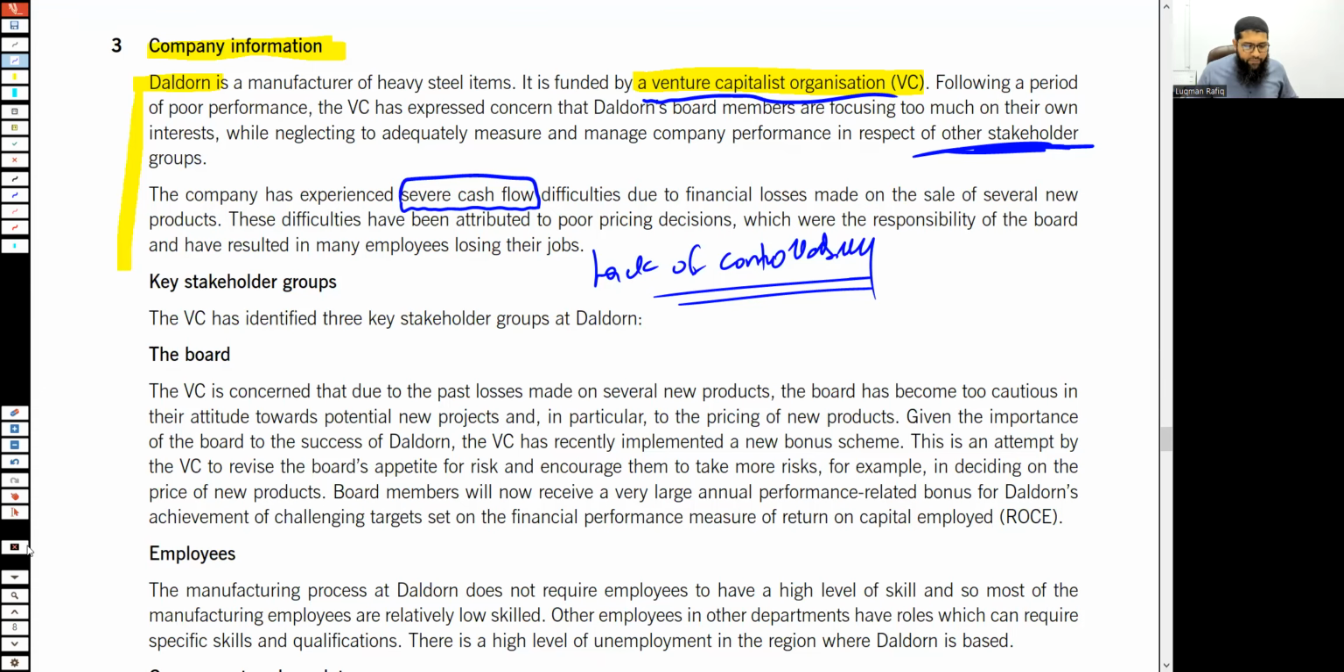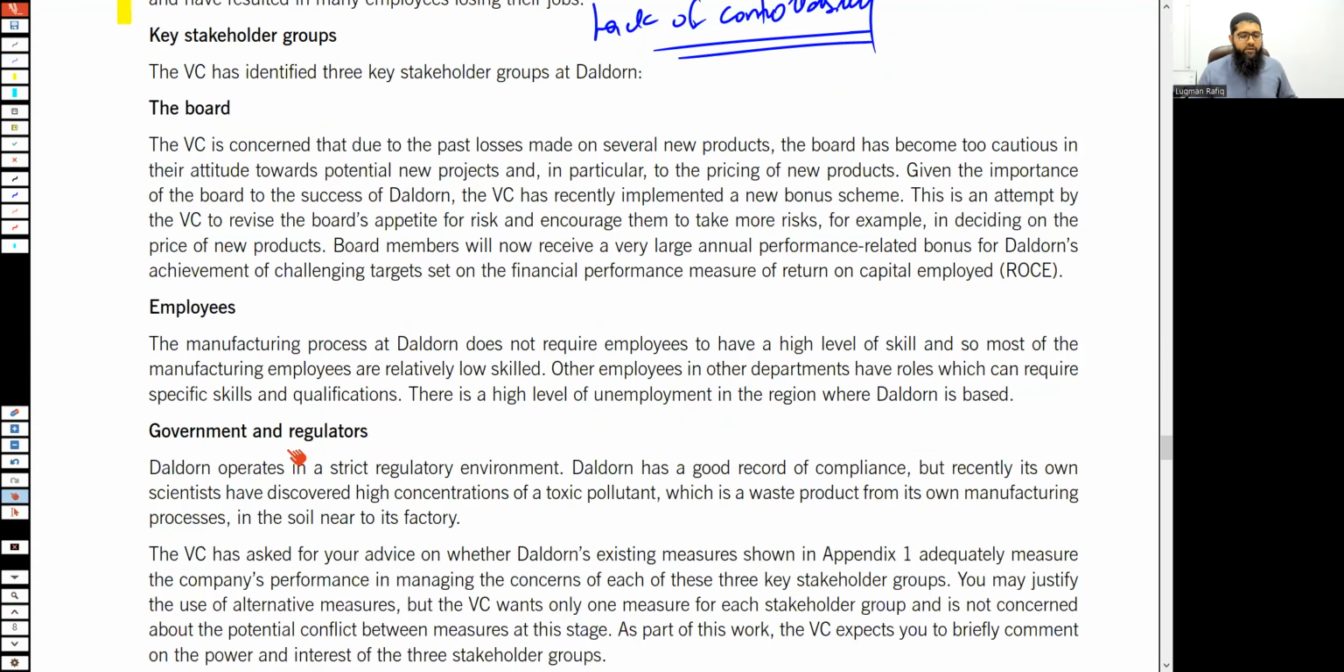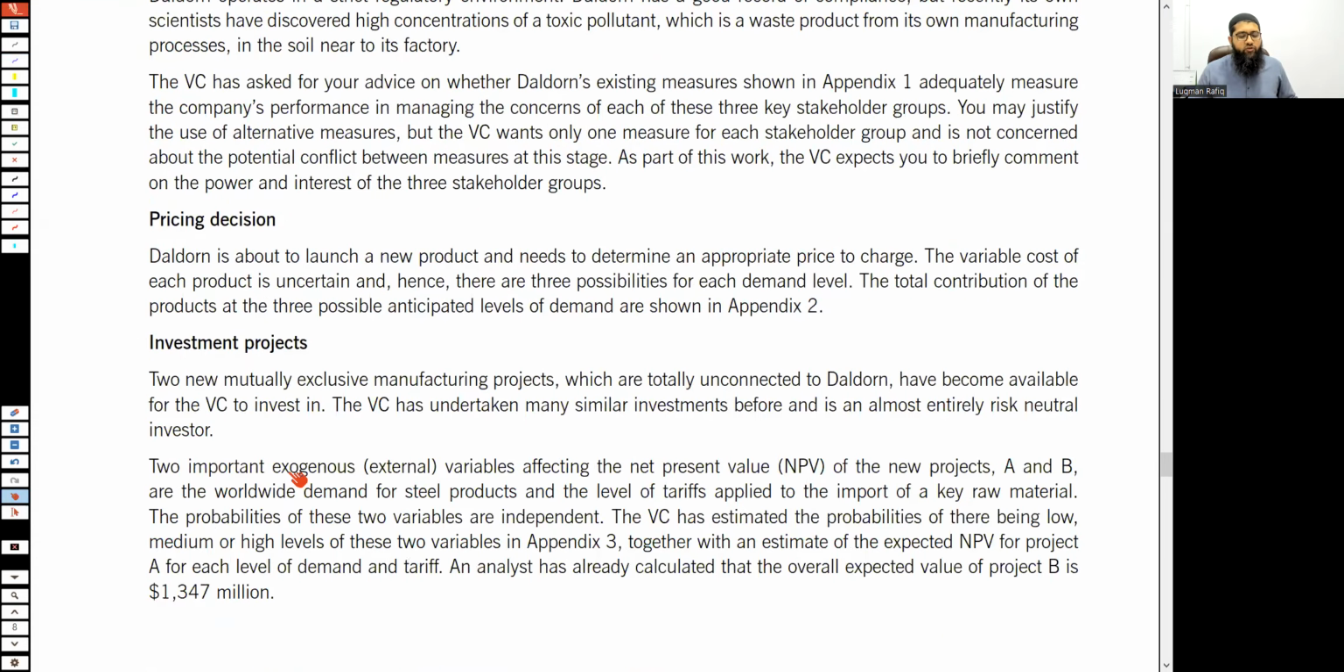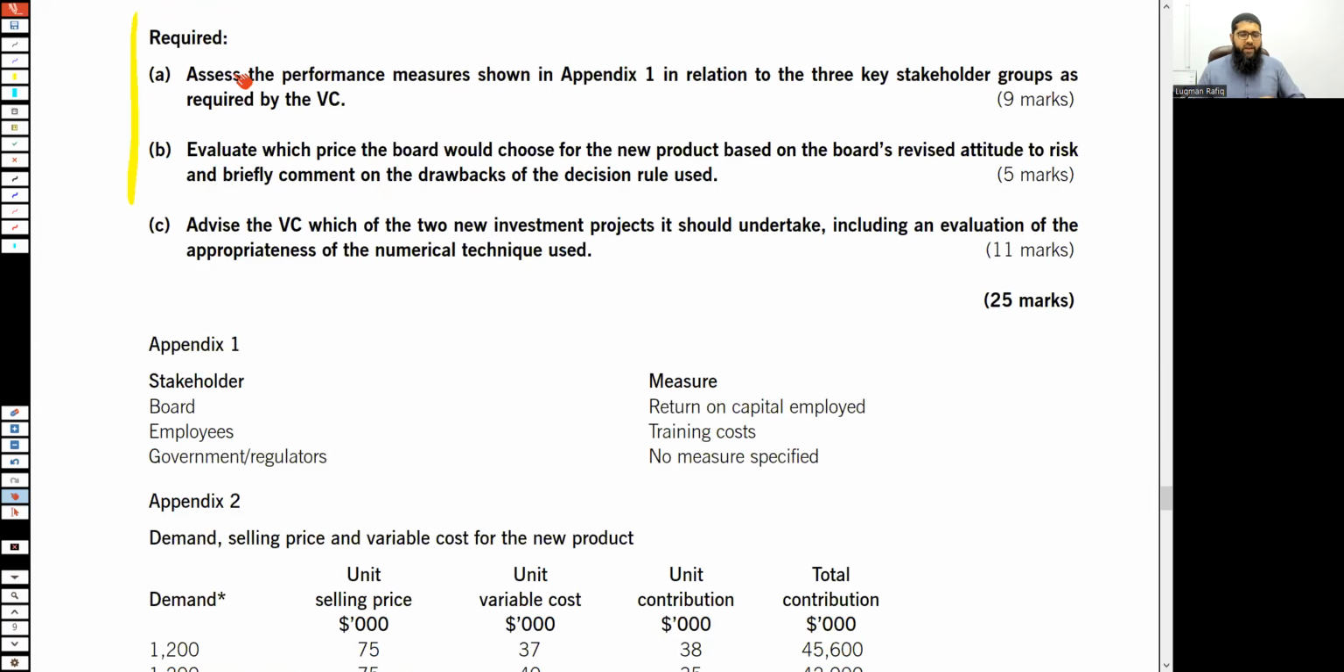Now, then you've been given key stakeholder groups, the board, the employees, government regulators, pricing decisions, and so on. Now, what does it say? It says assess the performance measures shown in Appendix 1 in relation to the 3 key stakeholder groups as required by the VC. So what do you need to do? You need to assess the performance measures shown in Appendix 1 in relation to 3 stakeholder groups as required by VC. Let me discuss this scenario further.